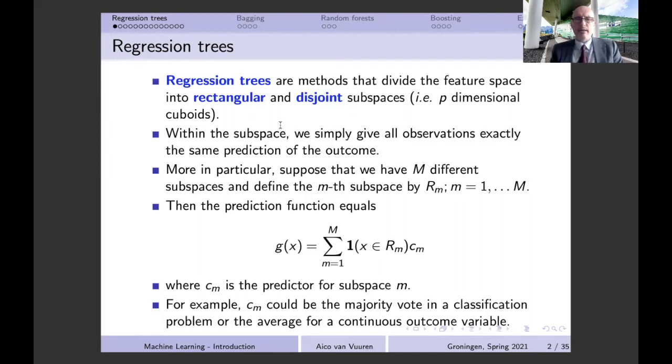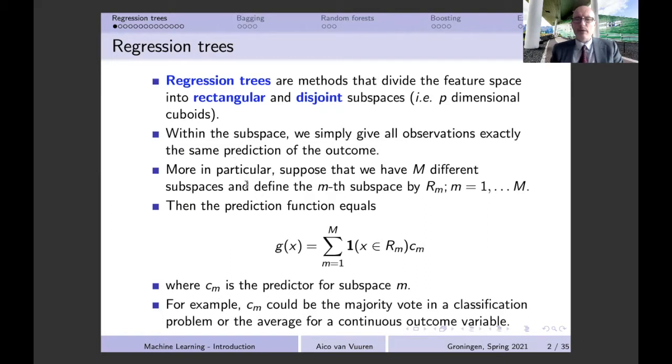Then within any subspace that we define, we simply give all the observations exactly the same prediction of the outcome. So if we have two x's that we have to predict, and they are in exactly the same subspace, then they are also going to get exactly the same prediction. Of course, if they're in different subspaces, then they can have completely different predictions.